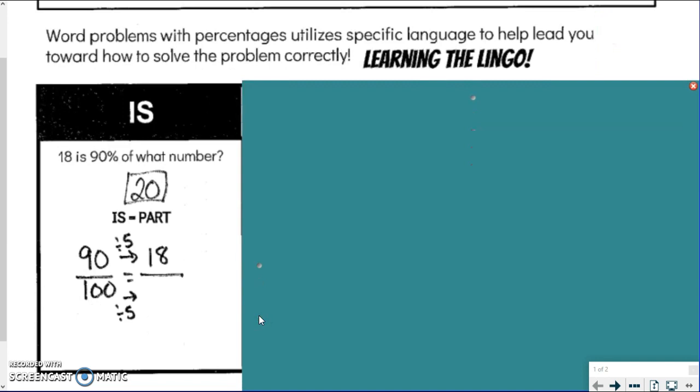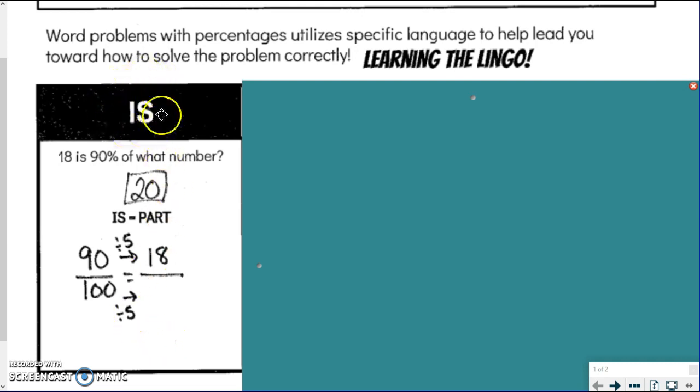So the part is over of that I was telling you about. The is is like the part. Okay, is equals part. So you have this problem: 18 is 90% of what number? You can see my example here, so go ahead and start setting it up. I automatically knew 90 went over 100. Always the percent goes over 100. That's just a given.